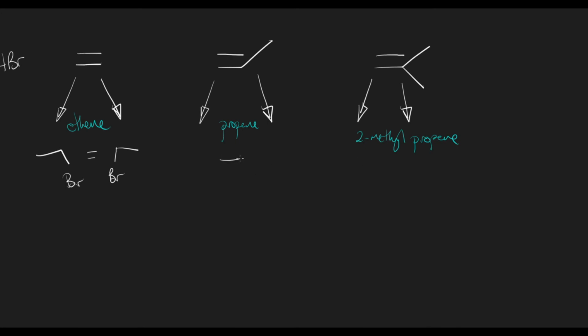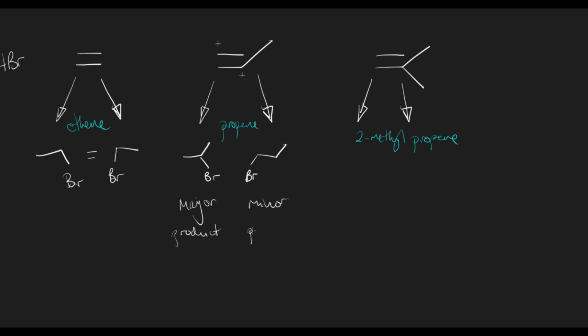So for propene, you could have two reaction products here. You could have this one, or you could have this one. The one on the left would result in the carbocation being in the position here, and the one on the right would result in the carbocation being in the position here. So the one on the left is the major product. So you form more of this product, and the one on the right is the minor product.